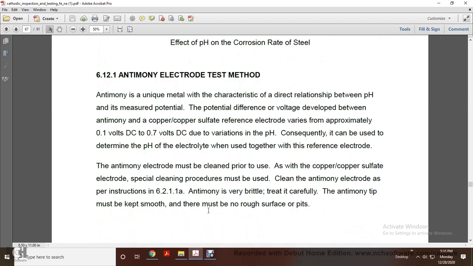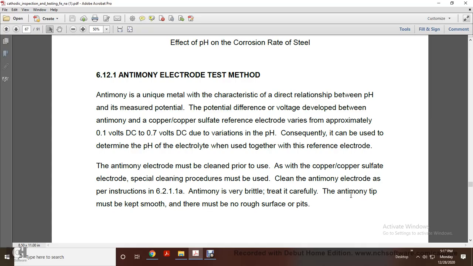6.12.1 Antimony electrode test method. The antimony electrode method is based on the direct relation of pH to the measured potential. The potential difference of voltage developed between the antimony electrode and the copper sulfate reference electrode varies approximately 0.1 volt DC to 0.7 volt DC due to variation in pH. Consequently, it can be used to determine the pH of the electrolyte when used together with the reference electrode. The antimony electrode must be cleaned prior to use with the copper sulfate electrode.